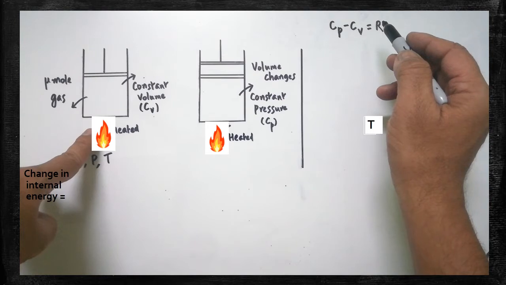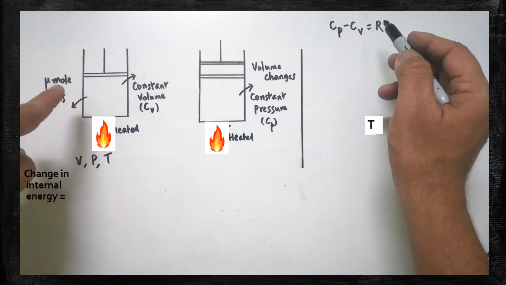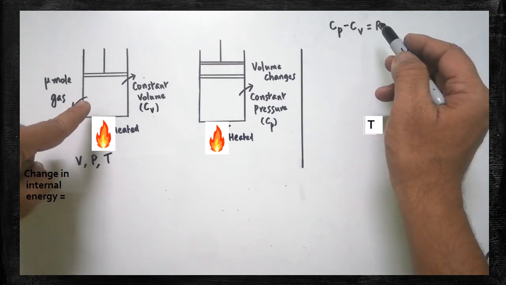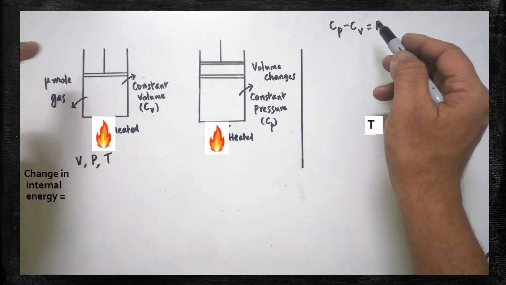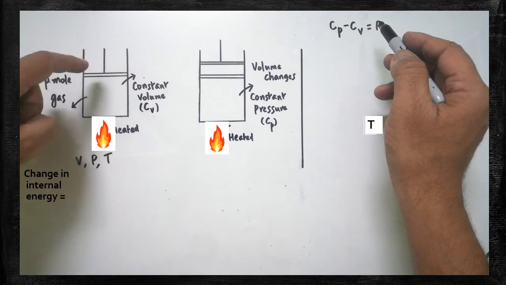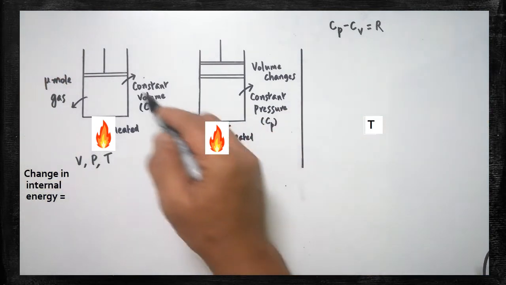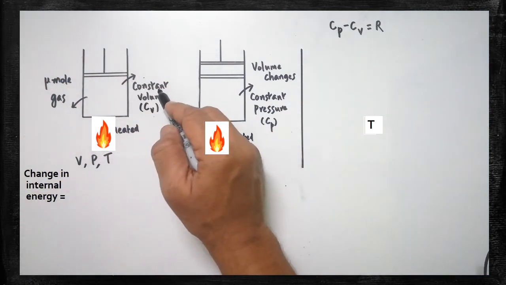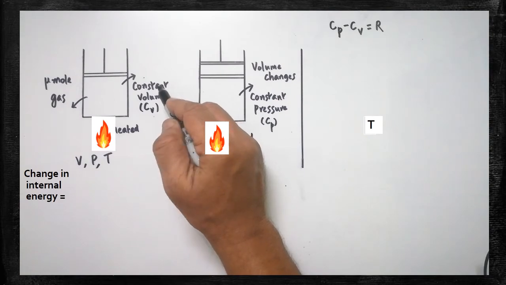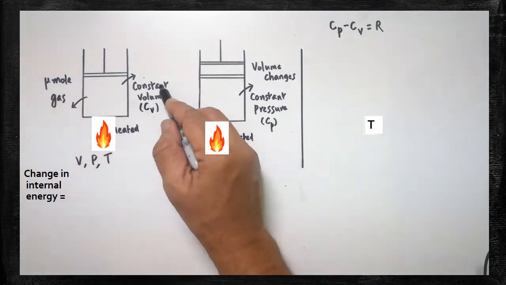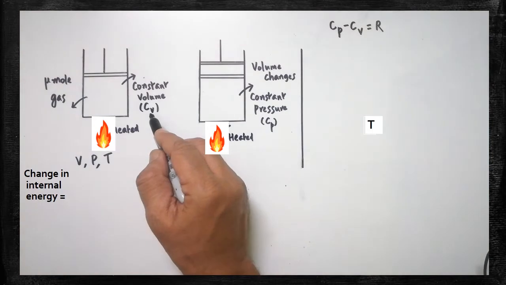Now we are going to heat the gas. In the meantime, we have to maintain constant volume. Are you clear? Here, if you place some weights here, what will happen? The piston won't move. So by keeping some weight here, we are able to maintain the constant volume of the gas. Constant volume is represented by the letter Cv here.